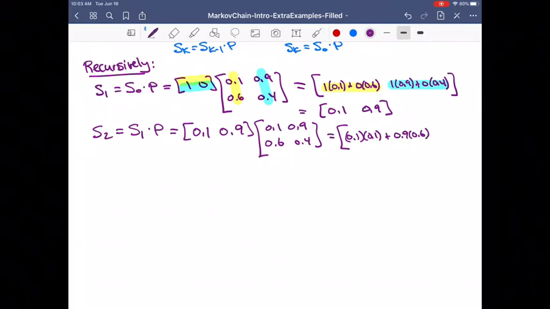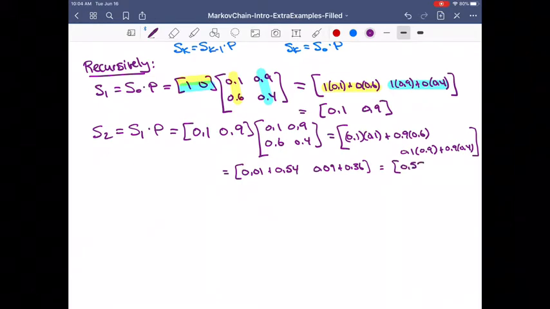And our second entry doesn't really fit here. I'm just going to go down a bit. 0.1 times 0.9 plus 0.9 times 0.4. So that's 0.01 plus 0.54, and then 0.09 plus 0.36. So we get 0.55 and 0.45. Now notice, a good sign that you've done it right is that the probabilities you get should add to 1. So this one plus this one equals 1, so we think probably we're right.